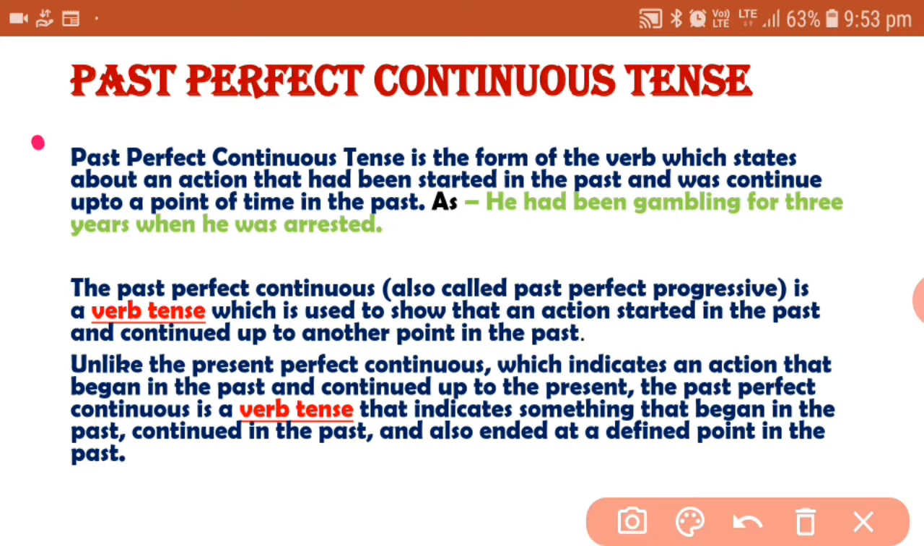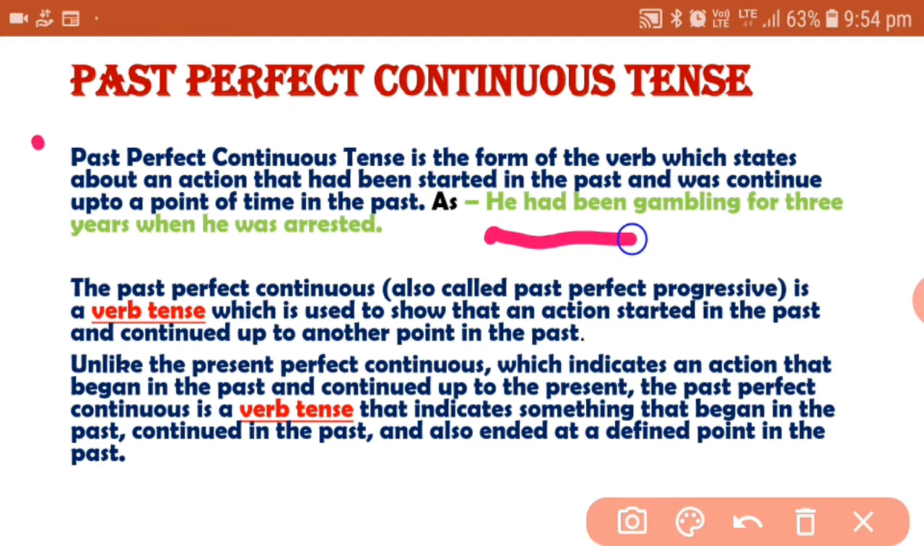Past perfect continuous tense is the form of verb which states about an action that had been started in the past and was continued up to a point of time in the past. For example, he had been gambling for 3 years when he was arrested. In this you can check, student.